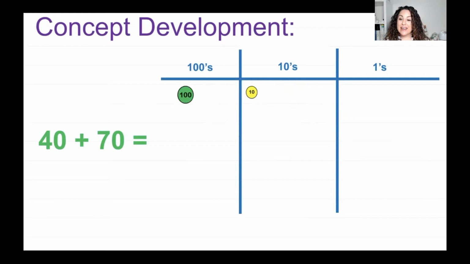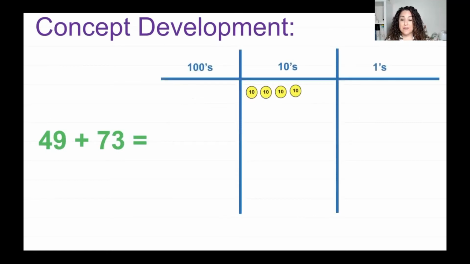And there's our new 100. So my 10 littles made 1 big. So 40 plus 70 is equal to 11 tens, but 11 tens is 100 and 1 ten. And we have 0 ones. So my answer is 110.